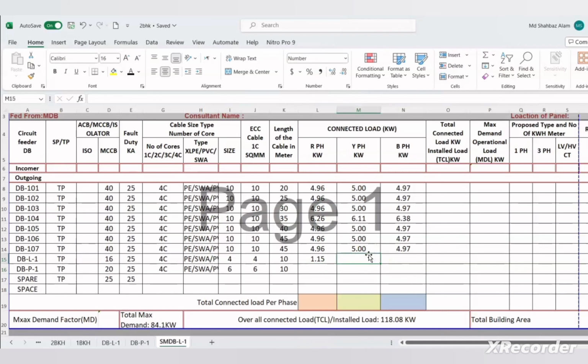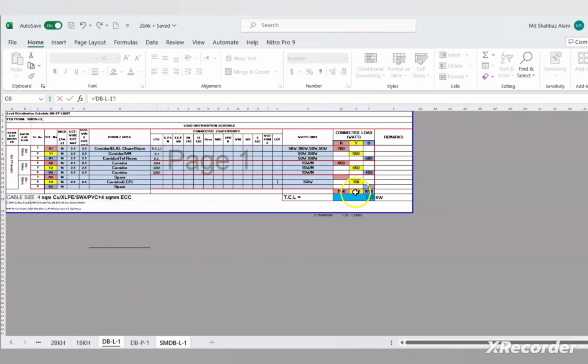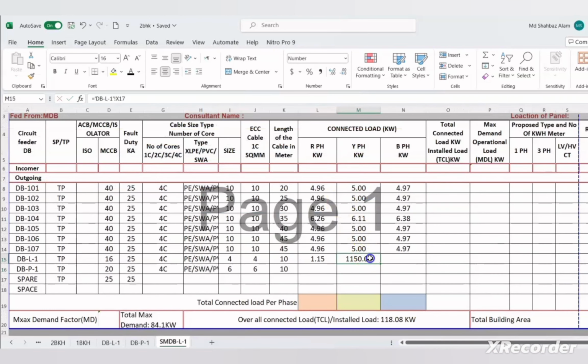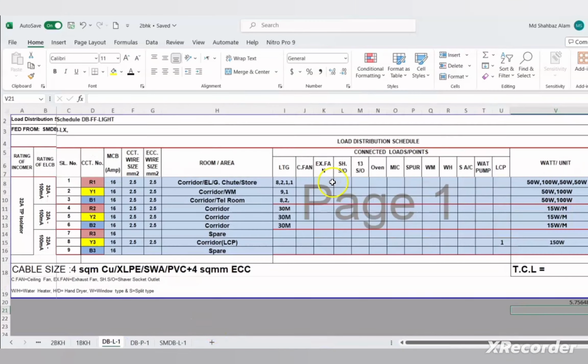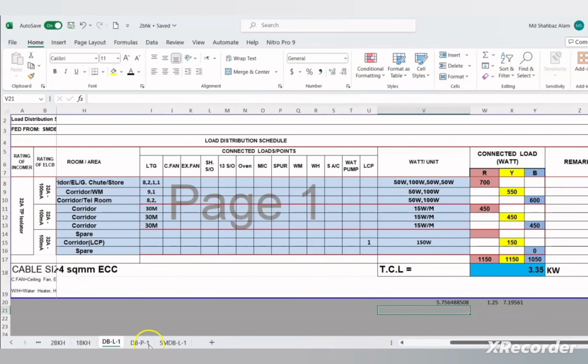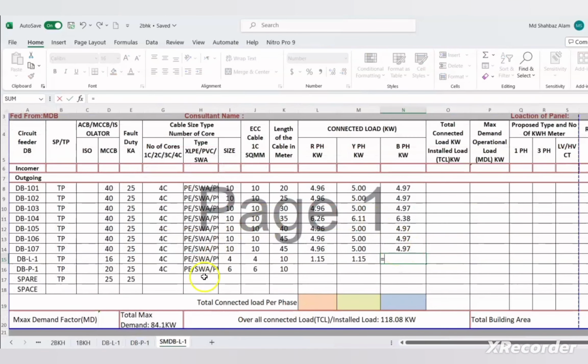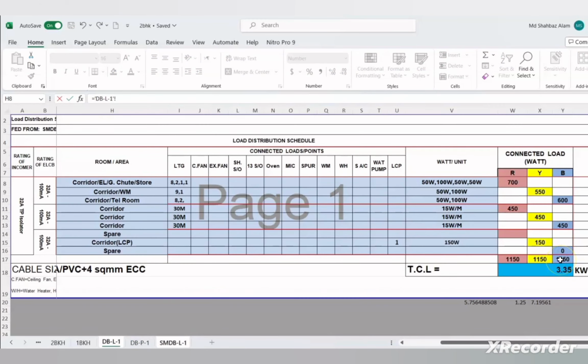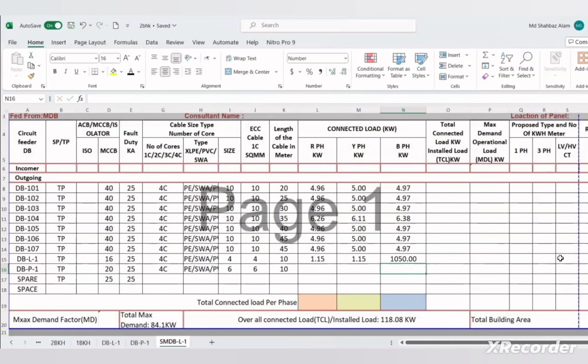Okay. Again, I will show you. I will press equal. I will go to light DB. I will select the total load on Y phase and I will press enter. After that, I will divide it by 1000. In same way for B phase, let me first zoom this load schedule. Okay. I will press equal. I will go to light DB. I will select this time B phase load. I will press enter. Here you see the load came in watt. I will divide it by 1000 to get the load in kilowatt.